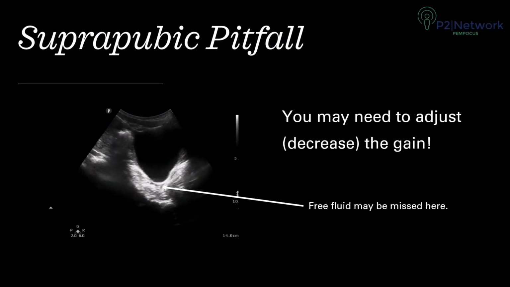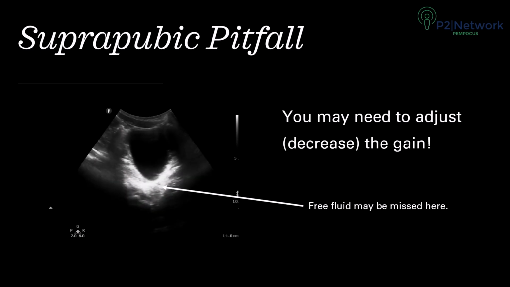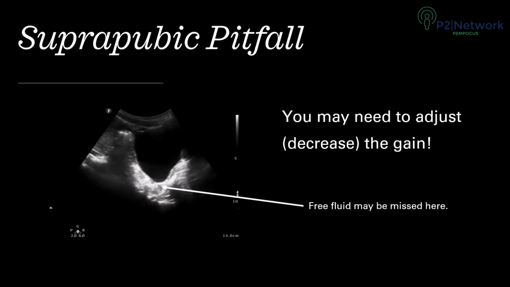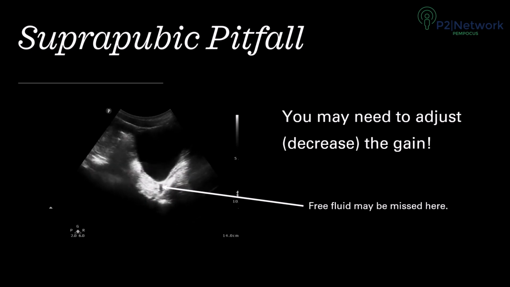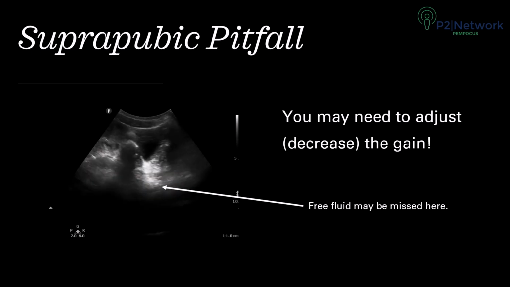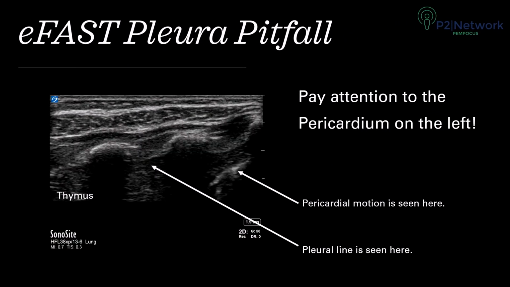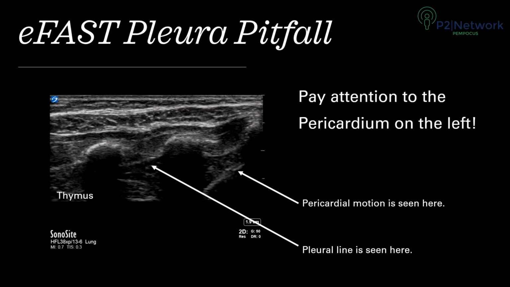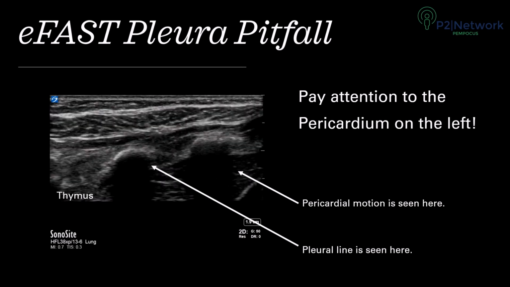In the pelvic view, remember to turn down the gain, as the brightness underneath the bladder can obstruct the view of fluid. This brightness is caused by the fluid inside the bladder accentuating the sound waves, and if you turn down the gain, it can be easier to see behind the bladder. On the left side, pericardial movement can be easily confused for pleural sliding.